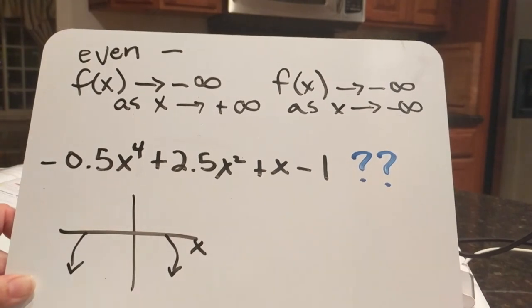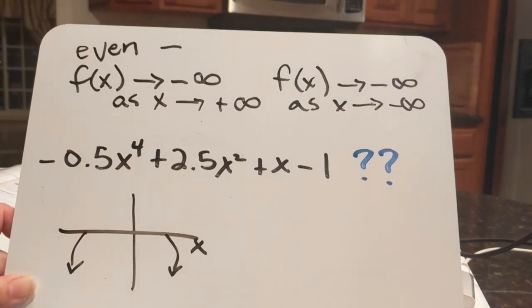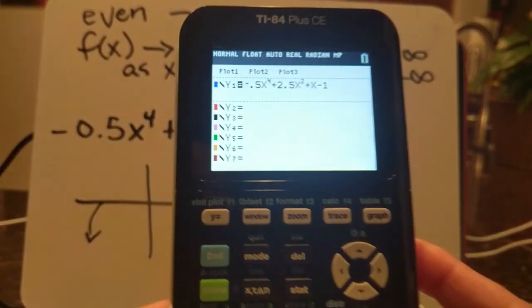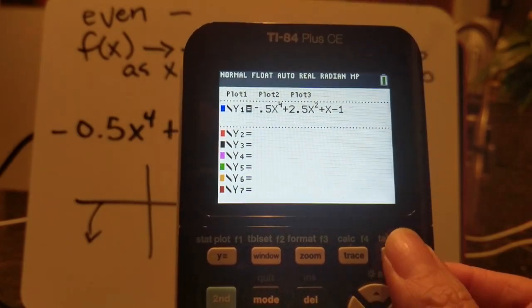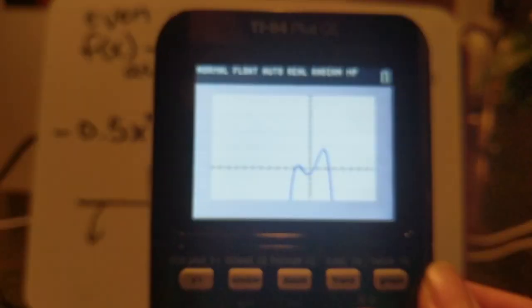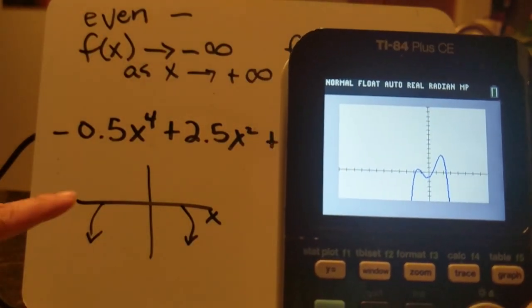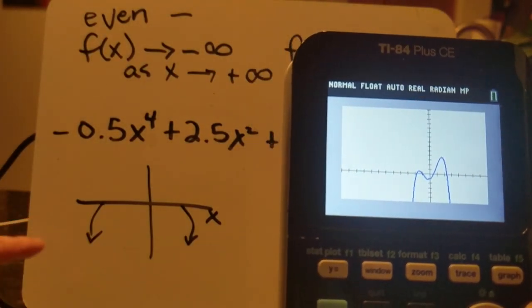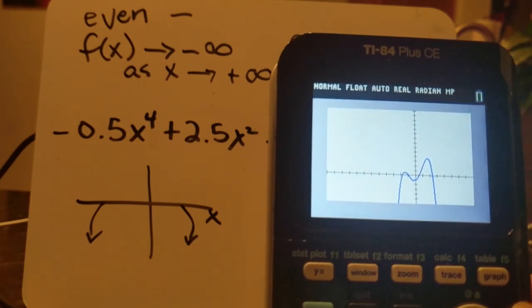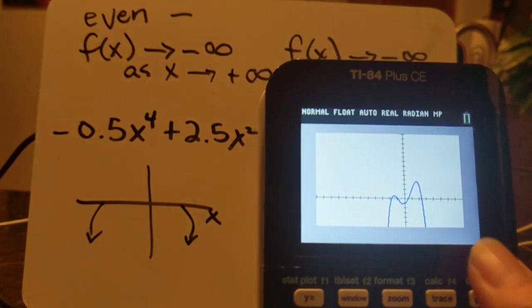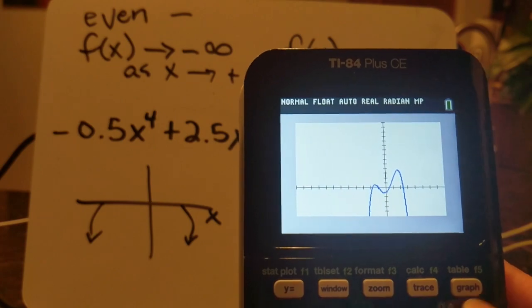But I'm going to prove it to you by showing it to you on a graphing calculator. So here's my function, and I already plugged it into my graphing calculator, and I'm going to press graph, and that's what it looks like. Now, if you take a look at my very rough sketch here, you can see that on the left part of it, it's facing down, and then here on the right part of it, it's also facing down.